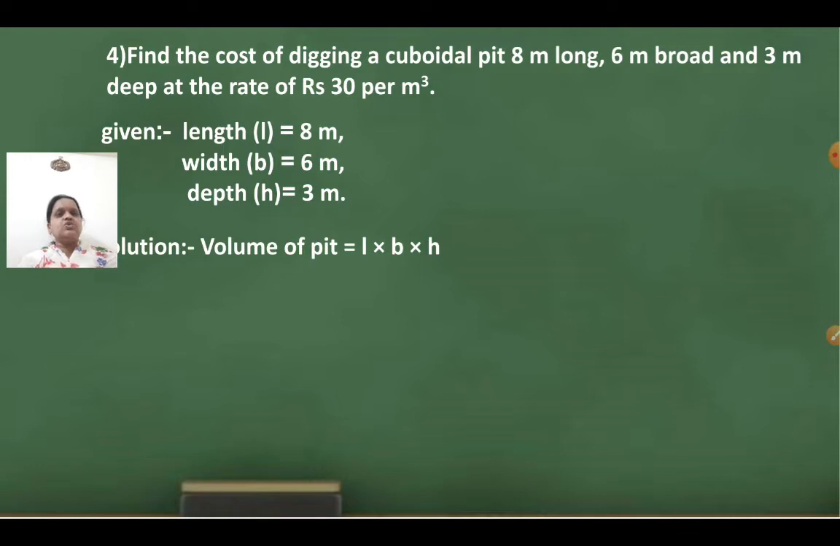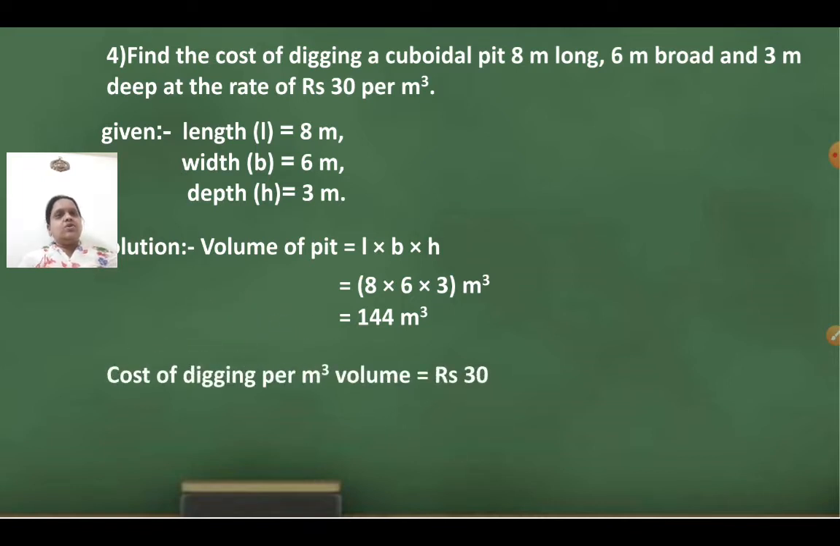Start with the solution. Volume equal to L into B into H. Substitute the values: 8 into 6 into 3. 6 3s are 18, and 18 8s are 144. So volume of the pit equal to 144 meter cube.